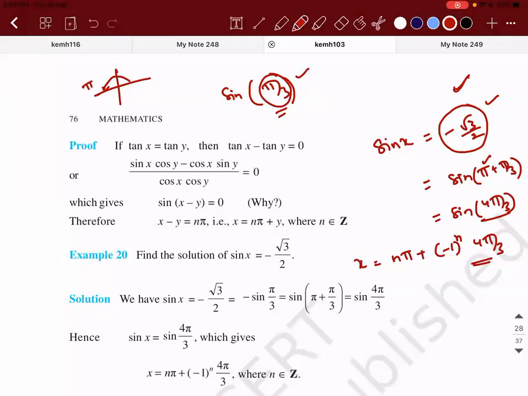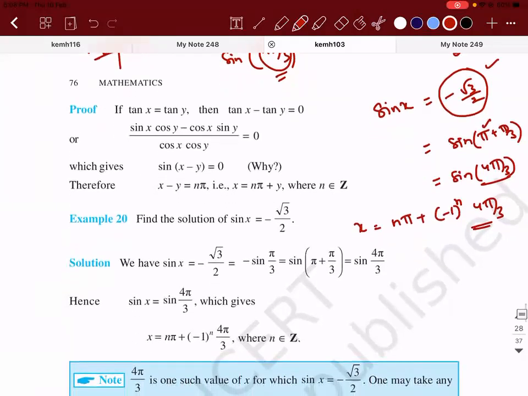So what are you supposed to do? Wherever a problem has a negative value, whether it is for sine, cos, or tan, you should always find the acute angle. The acute angle that you have found is pi by 3. After you find the acute angle, you find the quadrant in which that particular function becomes negative for the first time. It is n pi plus or minus 1 power n into 4 pi by 3. Understood, sir. Okay. Next.